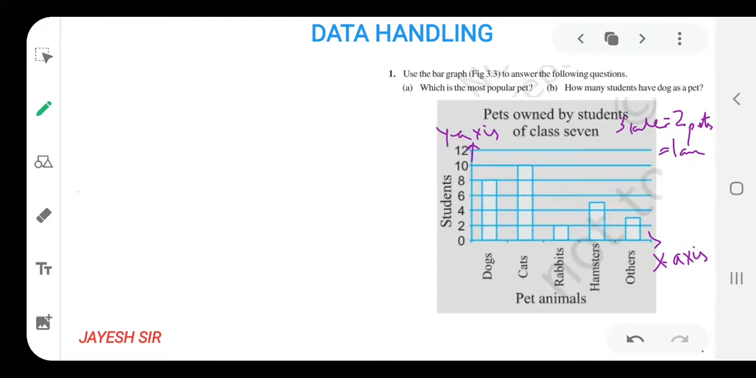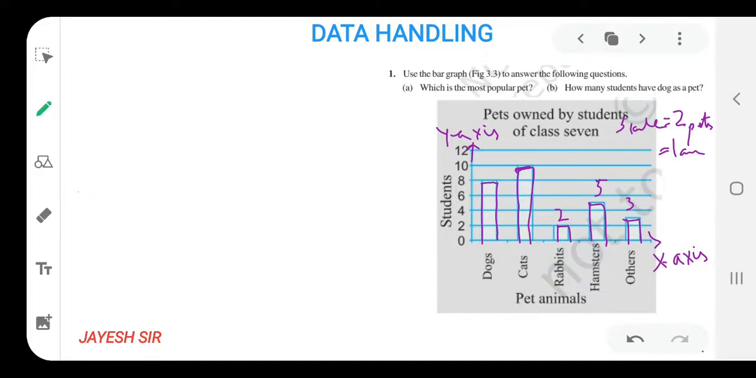So let us try to answer the questions based on the bar graph. The first question is, which is the most popular pet? And these are the bars. That means 8 pets of dog are there, 12 of cat are there. Similarly over here it is 2. Here it is between 4 and 6, that means it is 5. And similarly over here it is between 2 and 4, then here it is 3. So I am writing 3 here, 5 here, and 2 here.